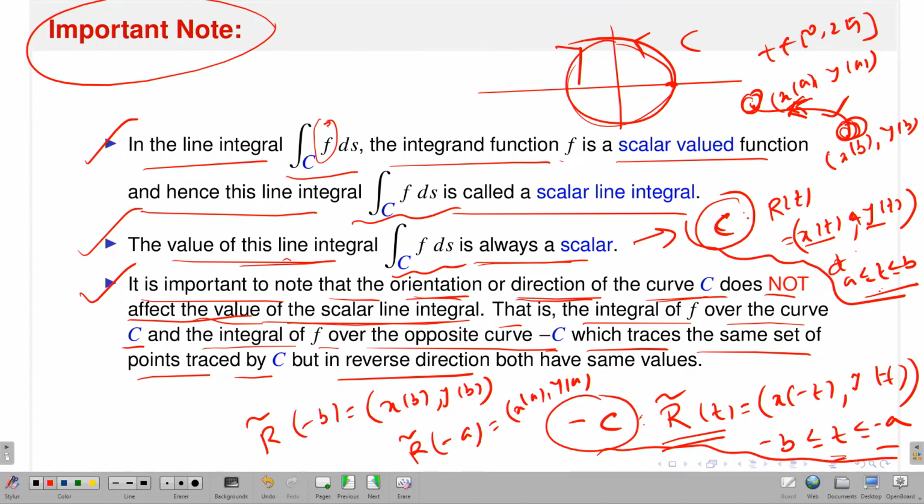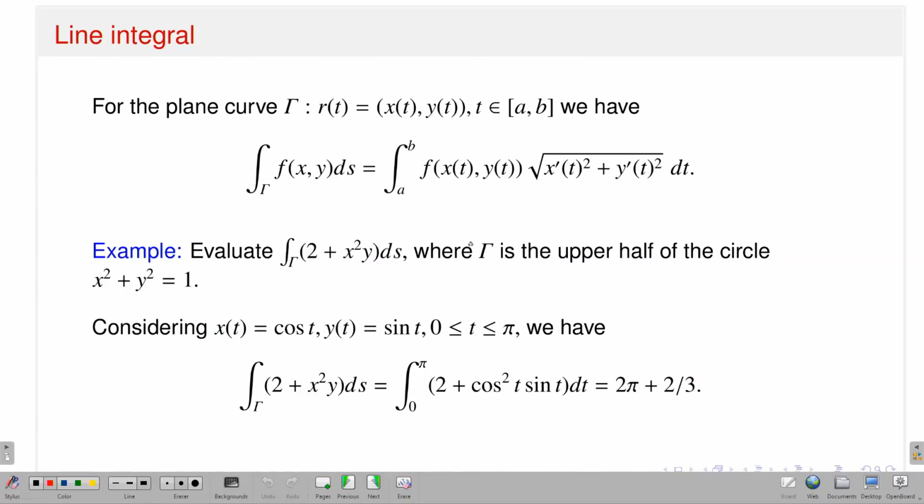So, the third one says that the scalar line integral is independent of its directions, or orientations. So, whatever orientation you take, it will give you the same value. Okay, so a couple of formulas I have written.